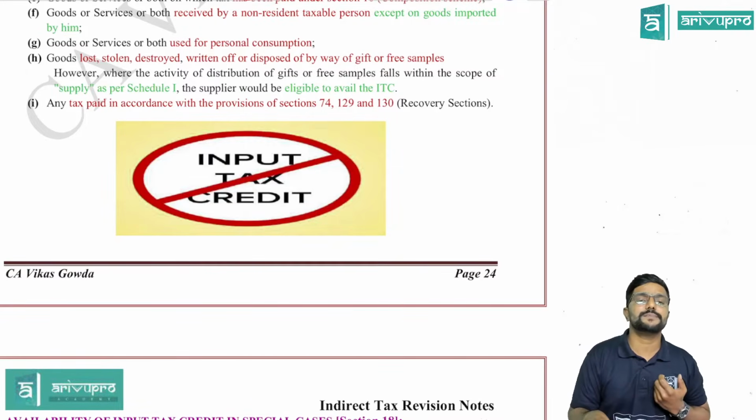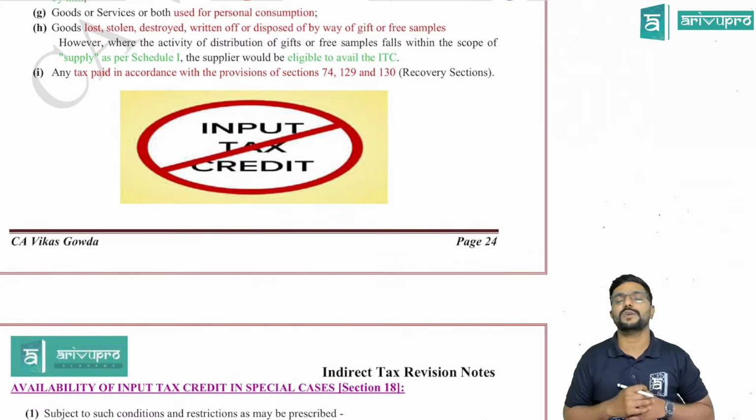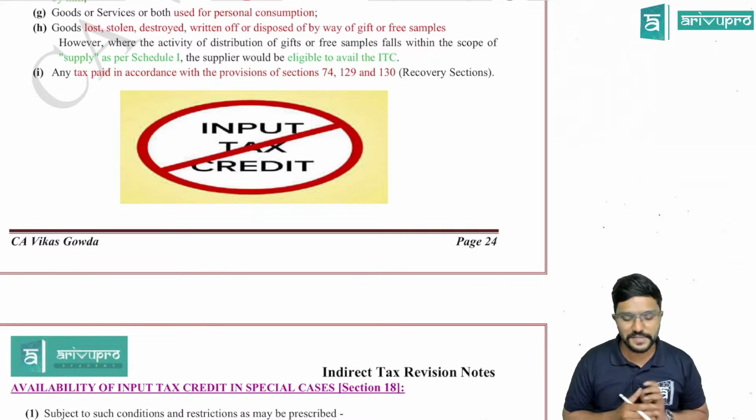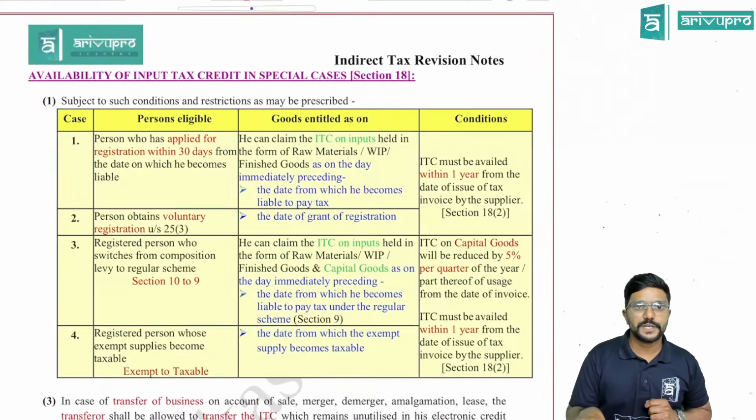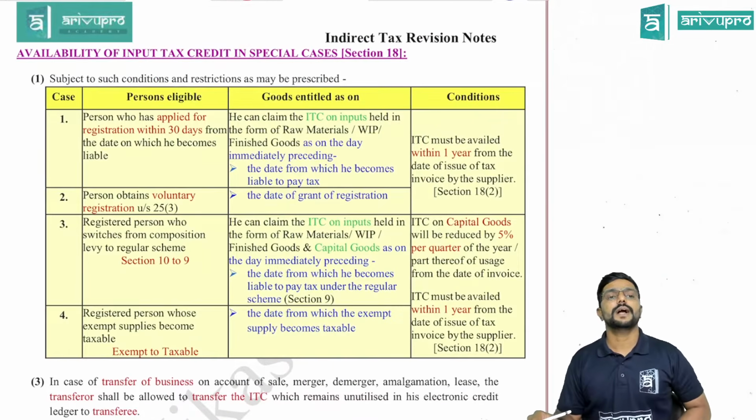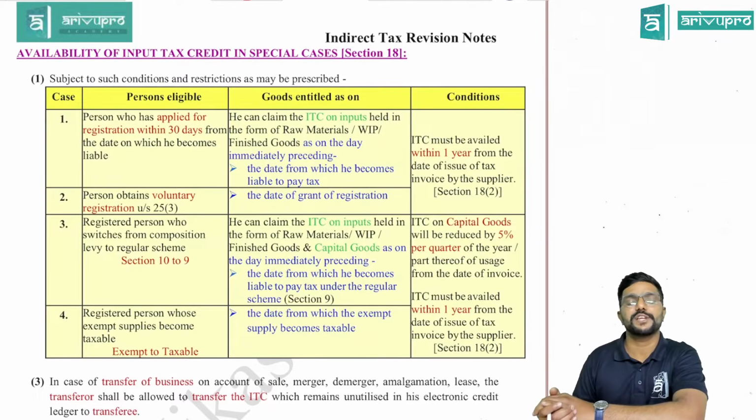Then if any tax is paid under section 74, 129 or 130, which we call the recovery sections, credit cannot be claimed for the same, guys. Then coming to section 18, availability of input tax credit in some special cases.